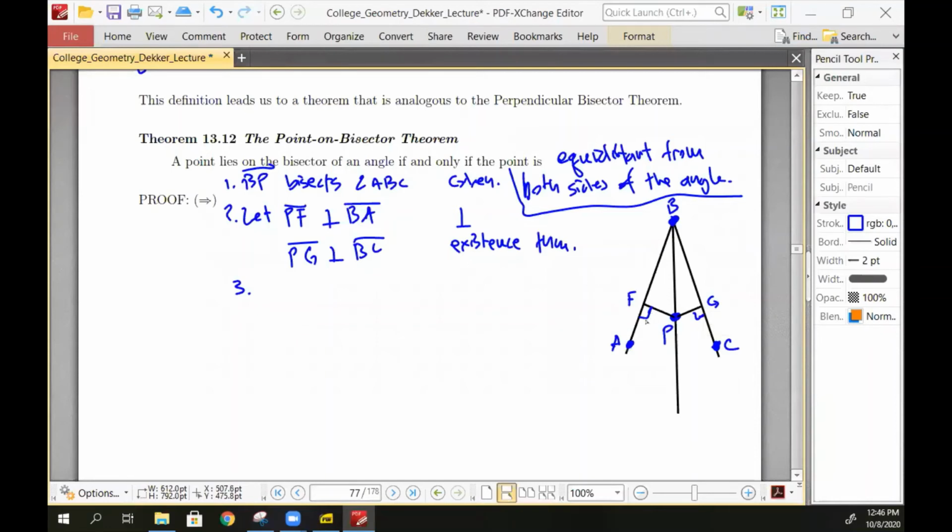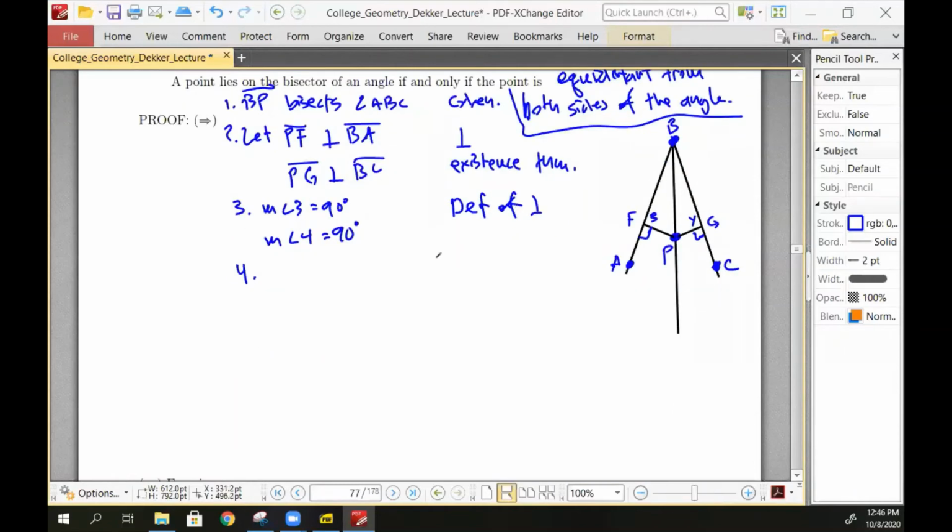All right, so that tells us that since we have a perpendicular, we know that the measures of angle 3 and angle 4 here are right angles. So the measure of angle 3 is equal to 90 degrees, as is the measure of angle 4. And this is the definition of perpendicular. But since both angles 3 and 4 are equal to 90 degrees, we can say that the measure of angle 3 is equal to the measure of angle 4.